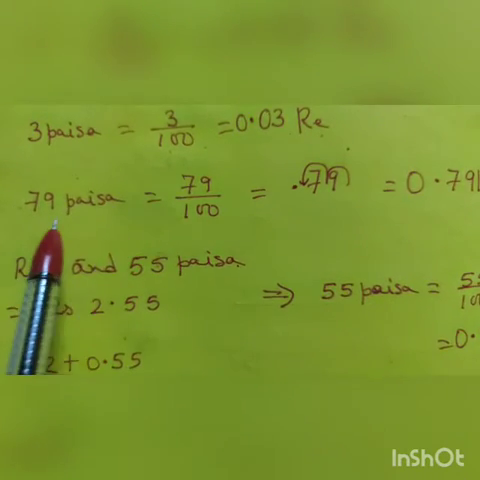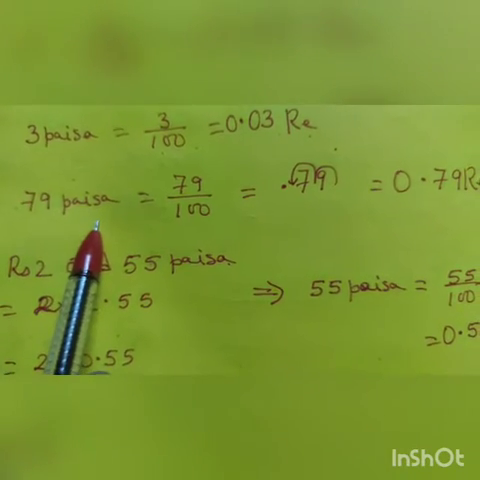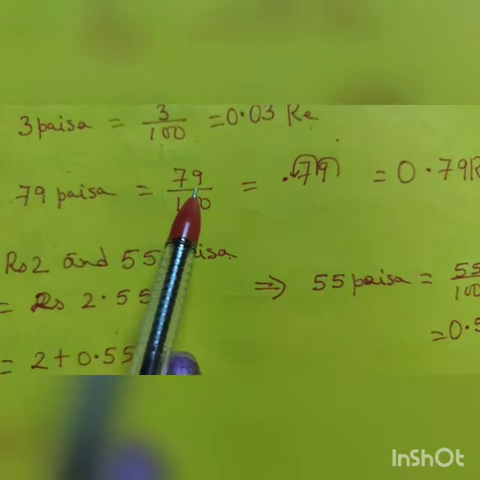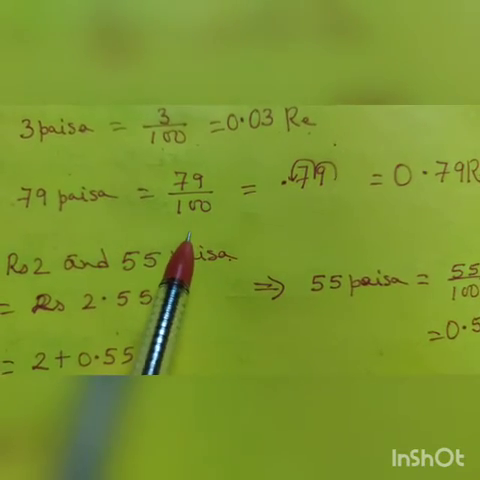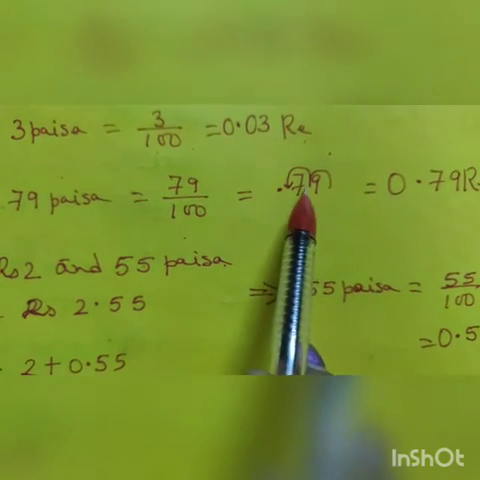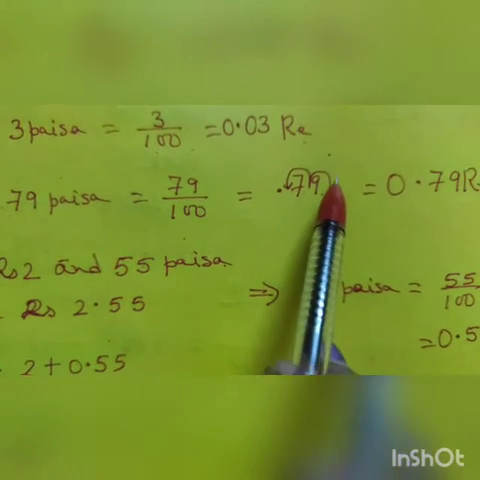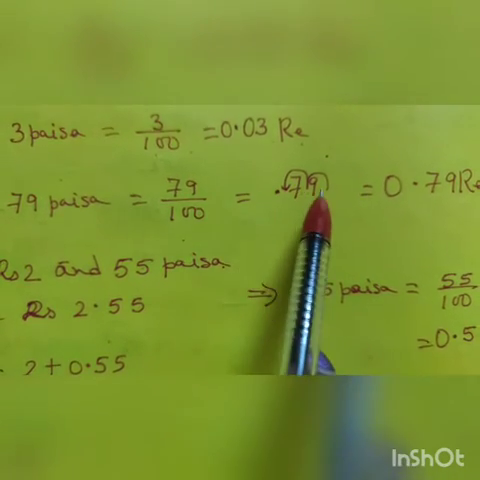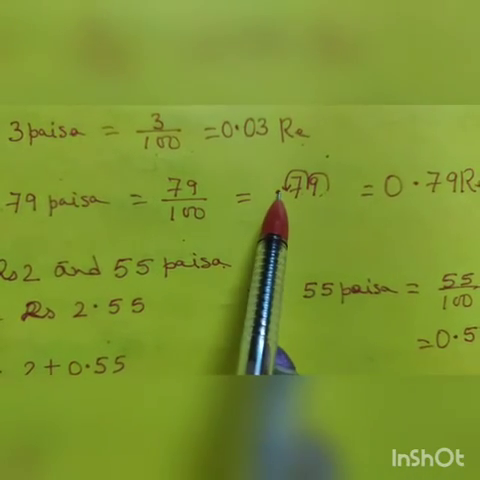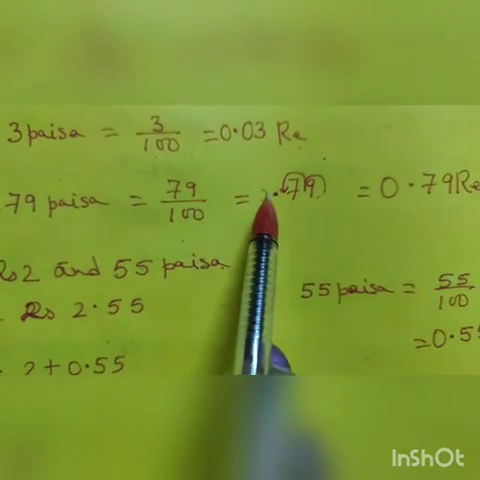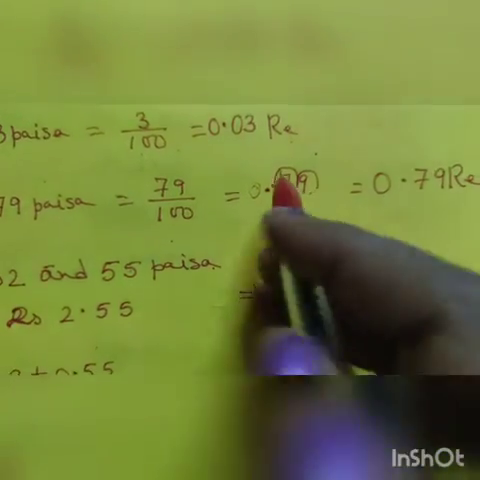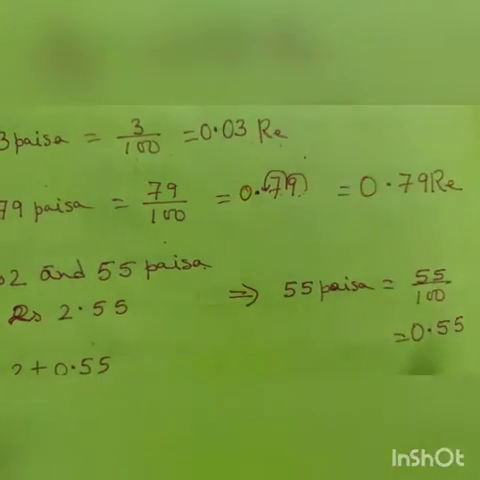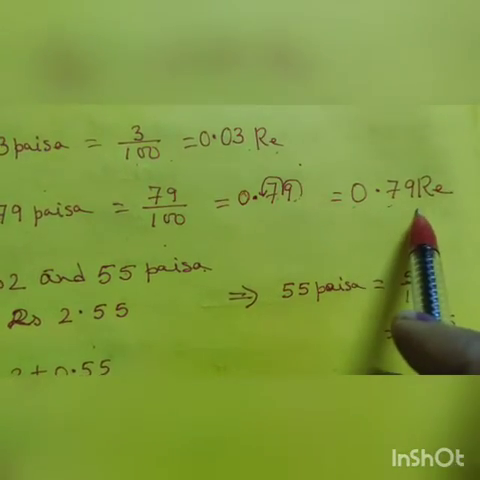Now suppose I have 79 paisa, then how do we convert it into rupee? It is the same process, 79 by 100. So you write the number 79, and skip 2 places to the left starting from the right. You have a decimal here, and it will be a 0 here. So if I write a 0 here, it will be 0.79 rupee. Clear?